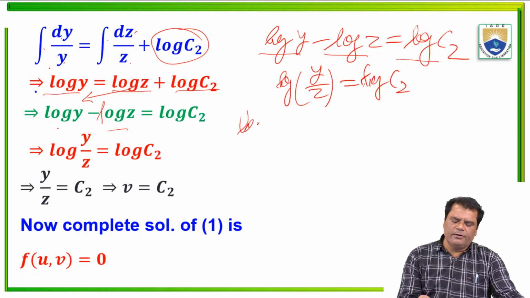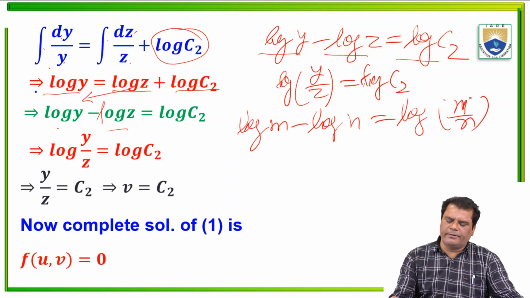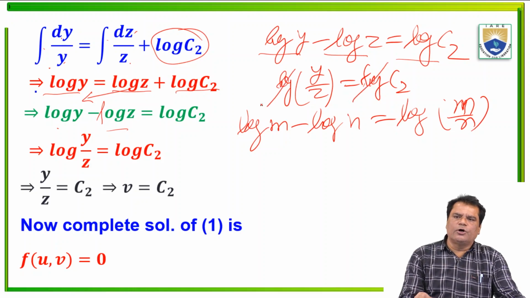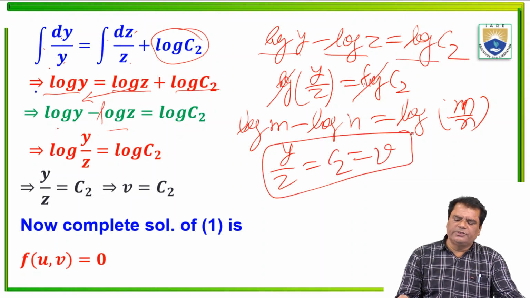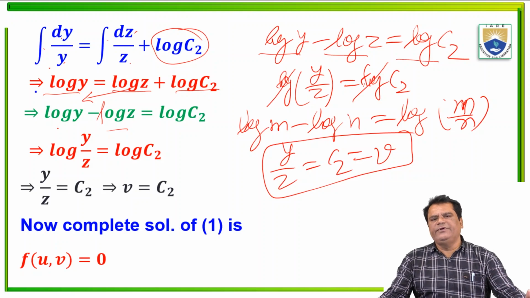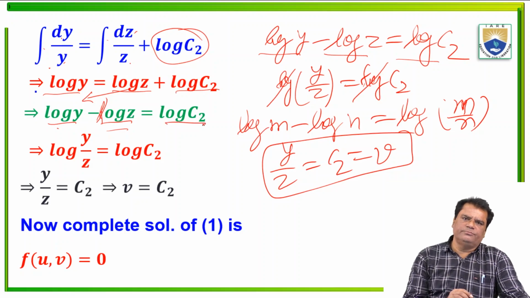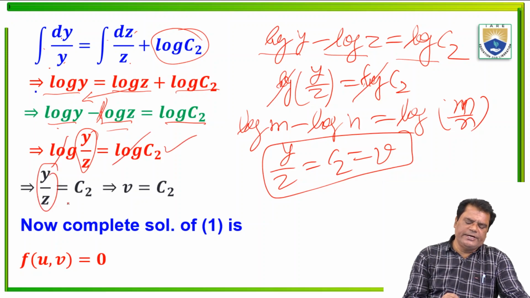Which formula is applied? Log m minus log n equal to log m upon n. This formula is applied here, so log y upon z equals log c2. Log is cancelled. y upon z equal to c2. This is v, another solution, which we consider as v.